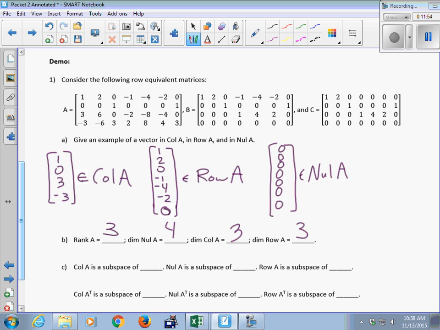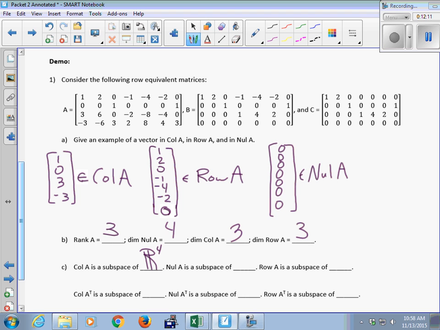So look at, I picked a vector in the column space. It's 1, 0, 3, -3, right? It's got 4 entries. So column space is definitely a subspace of R4, right? All the vectors in there live in R4. Might not be all of R4, but all the vectors are in R4.